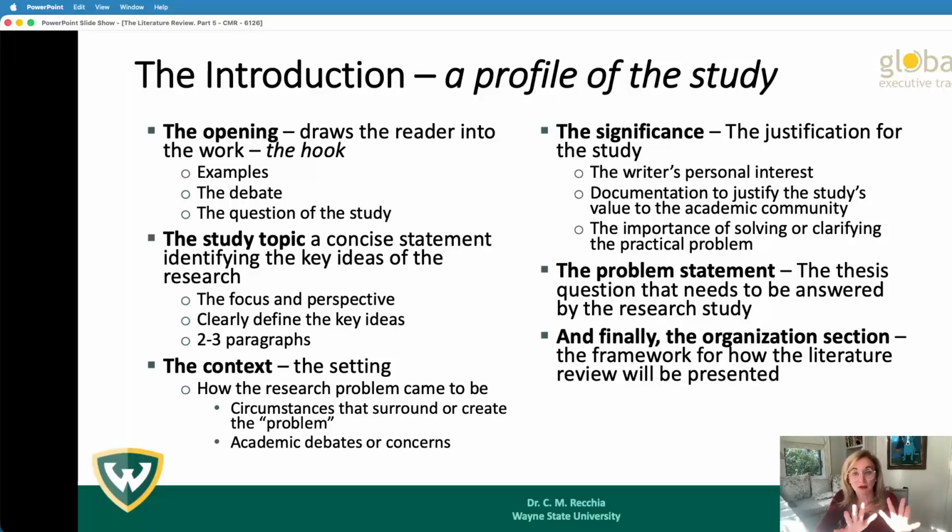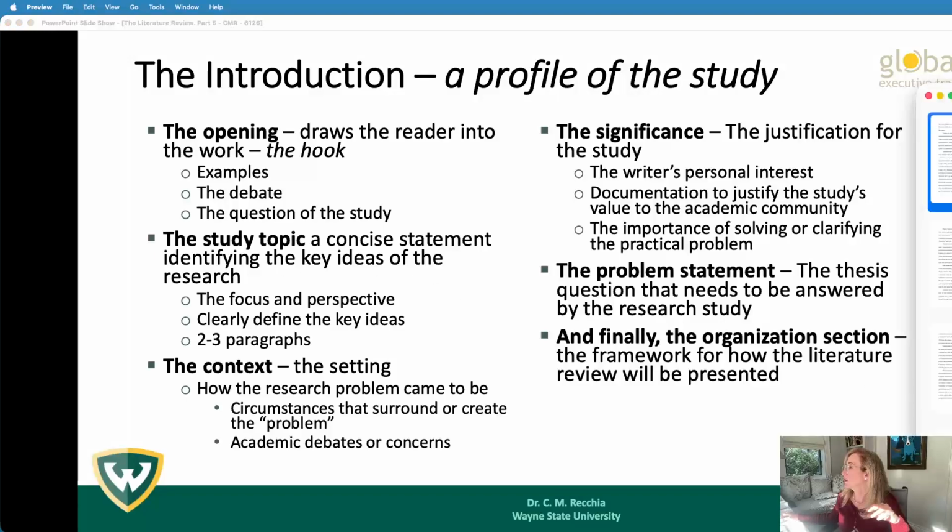So the introduction, this is a very busy slide, but I thought it would be helpful to have everything on one slide. The opening, you are drawing the reader into the work, the hook. A lot of times the opening of the introduction starts with something that's in current writing. So it might be in a magazine versus a piece of literature, or a journal article or something like that. When I was writing at the time, I think one of my openings was an article from Forbes, might have been from Harvard Business Review. I've got it up here. I'm just kind of looking.